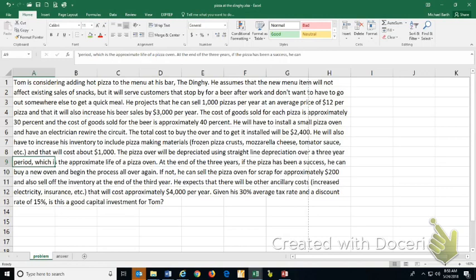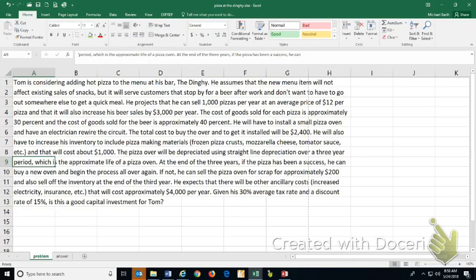So what he has projected is that he can sell 1,000 pizzas a year, and the average price will be $12 per pizza. This is a little dated, but these are real numbers from back in the 1980s. It'll also increase his beer sales, he assumes, by about $3,000 per year because they might have a pitcher of beer while they're eating their pizza.